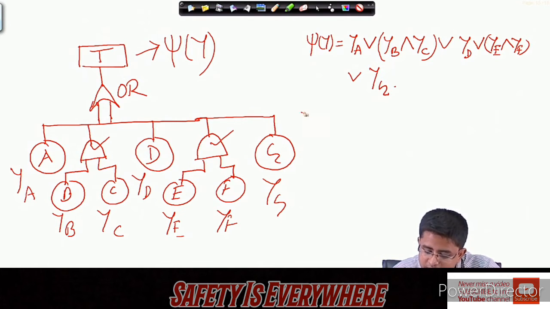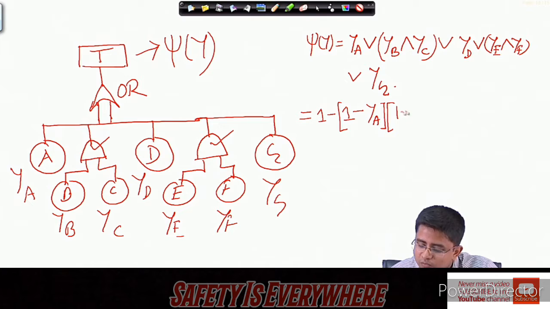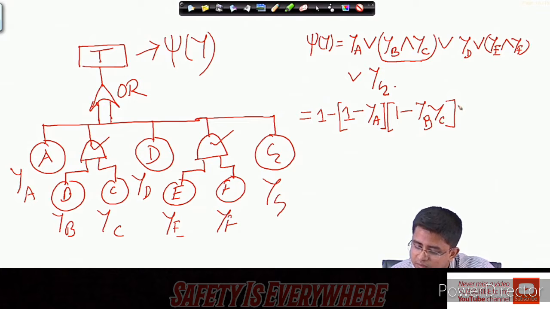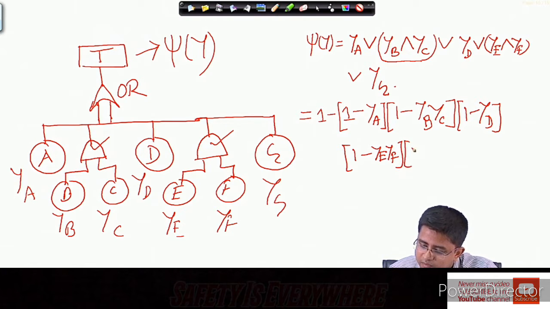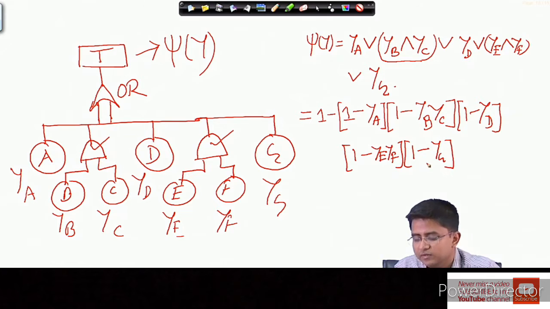Now, in algebraic form we can write 1 minus, 1 minus ya, into 1 minus the input that is yb intersection yc. This will directly be multiplied, so yb yc, then 1 minus yd, then 1 minus ye yf, then 1 minus yg.